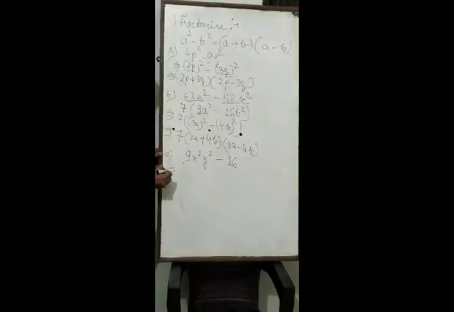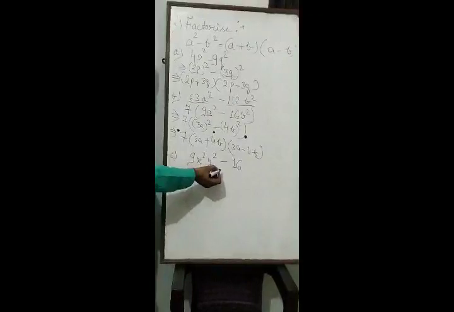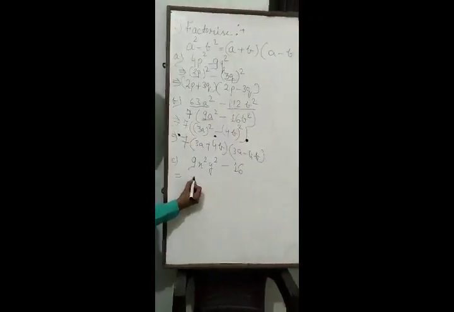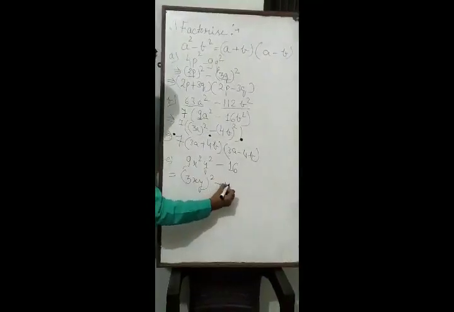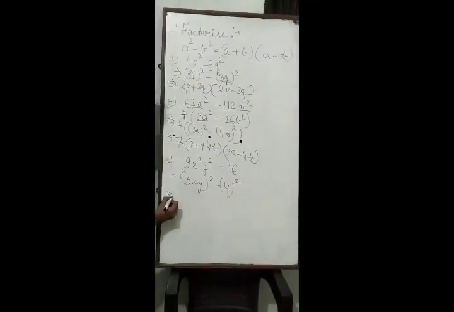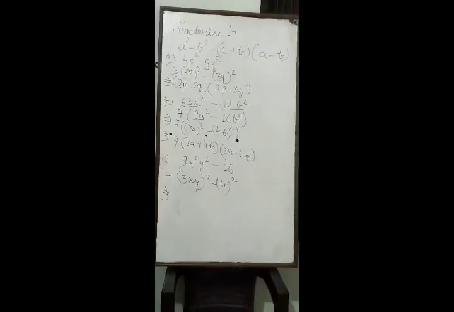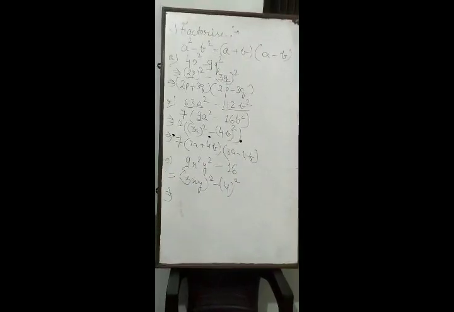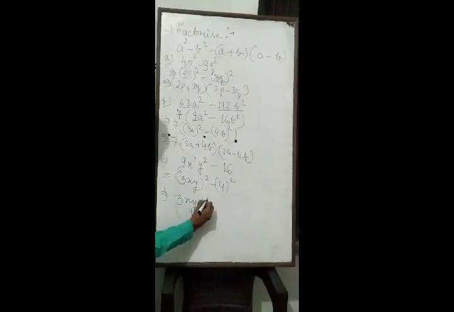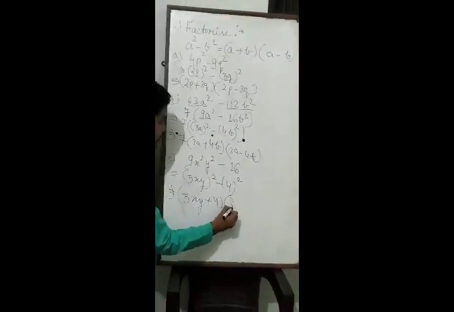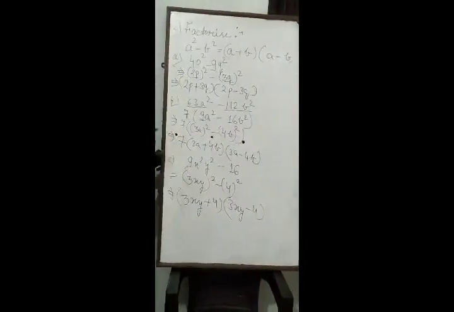Let's see the next part. In this question, the question is 9x square y square minus 16. Firstly, we will convert this value like 3xy whole square minus 4 square. That means now when we compare this value by the identity a square minus b square, so a's value is here 3xy and b's value is here 4. So we can write this value like 3xy plus 4 in one bracket and in another bracket 3xy minus 4. So students, try to solve rest of the part.